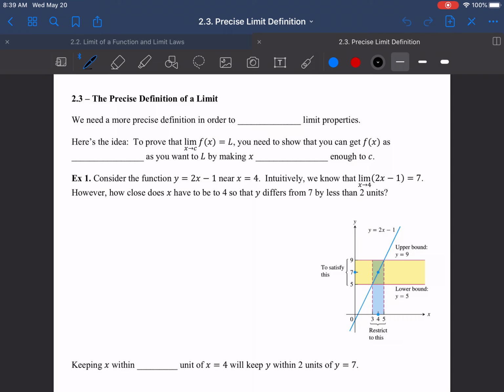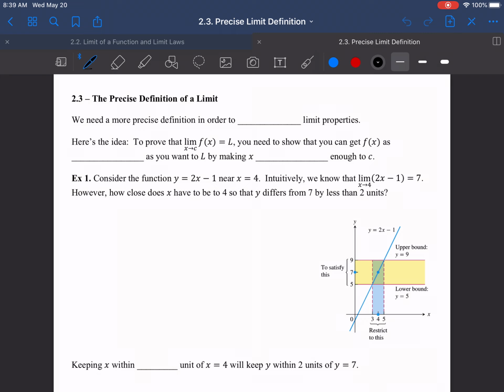All right, we're going to do 2.3 now, the precise definition of a limit. What we need here is basically a more precise definition. Remember in the last section we did an informal definition, and now we're going to do something a little more precise. And this is actually pretty useful in the sciences, the techniques we're about to learn here. So especially if you're in the science area, you're really going to want to pay attention to this.